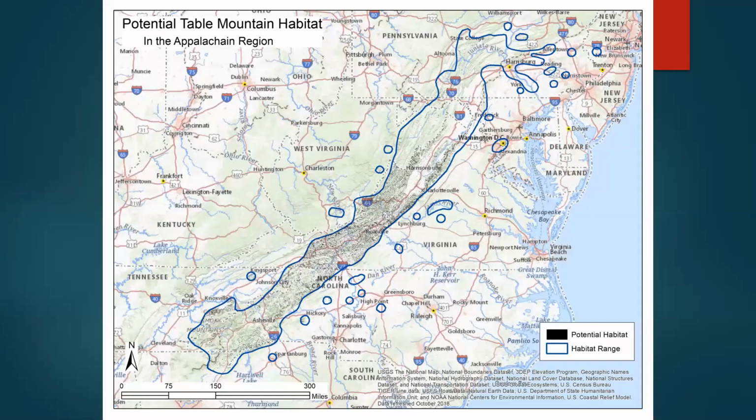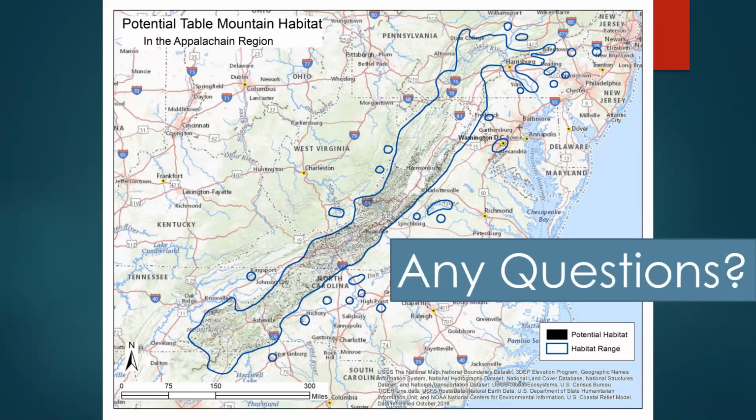And while it may be hard to see, as a parting image, I want to show the potential habitat throughout Table Mountain pine's natural range, which has helped to reaffirm that this analytical process is not just limited to a small geographic area, but can be utilized throughout the region and anywhere there is a fire-dependent ecosystem. I will now open it up to questions.